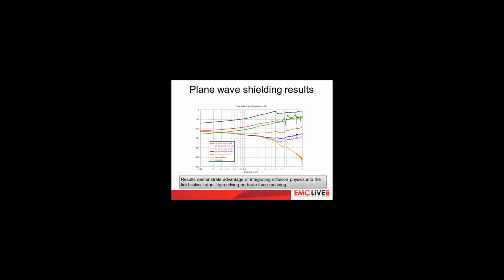So here are some results for the plane wave shielding simulated with CST. First of all, we have a reference result, which is the black curve, which is just for the open aperture with no cover panel. And you can see that from 10 megahertz to 2 gigahertz, the transmitted field generally increases with frequency, which is expected because the aperture becomes electrically more significant as frequency increases.